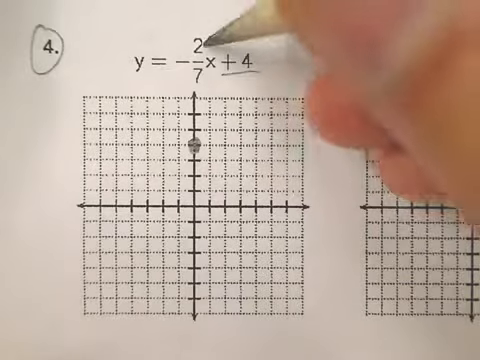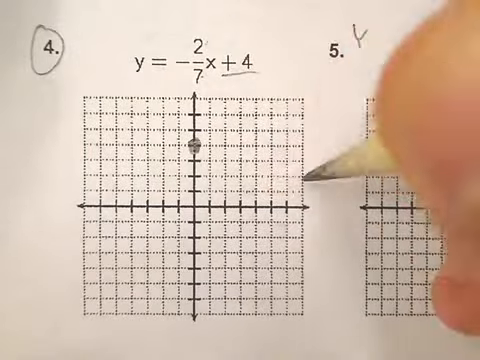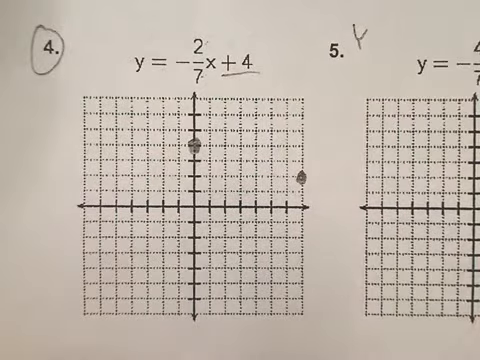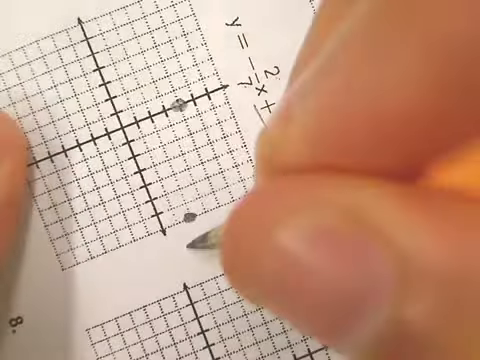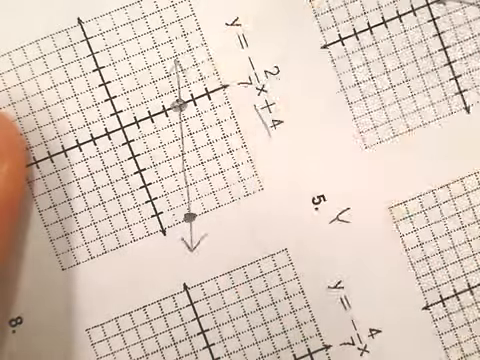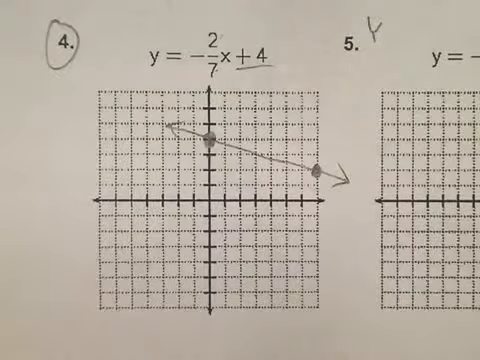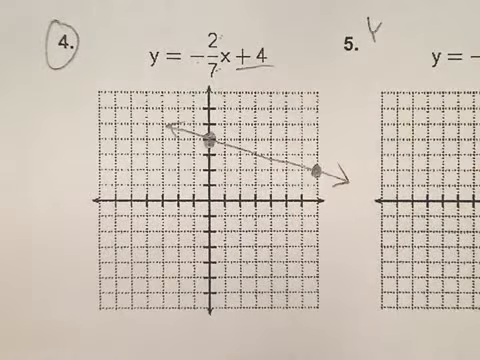So instead of up 2 and over 7, I'm going to go down 2 and over 7. Down 2 and over 7. And these graphs that I made, they're all 7 by 7 grids. So when something says 7, I just go to the edge when I need to count 7. Okay, so there is my line. I went up 4 and put a point, and then down 2 and over 7 because it was negative.